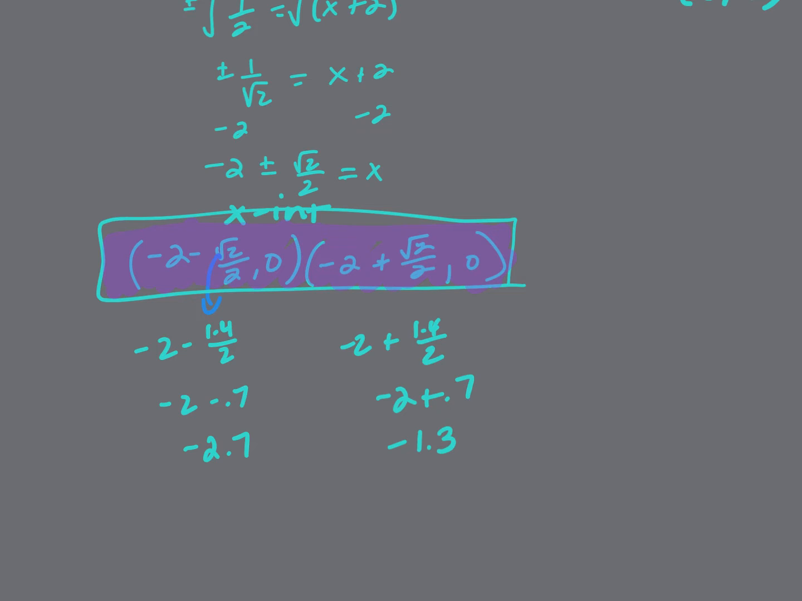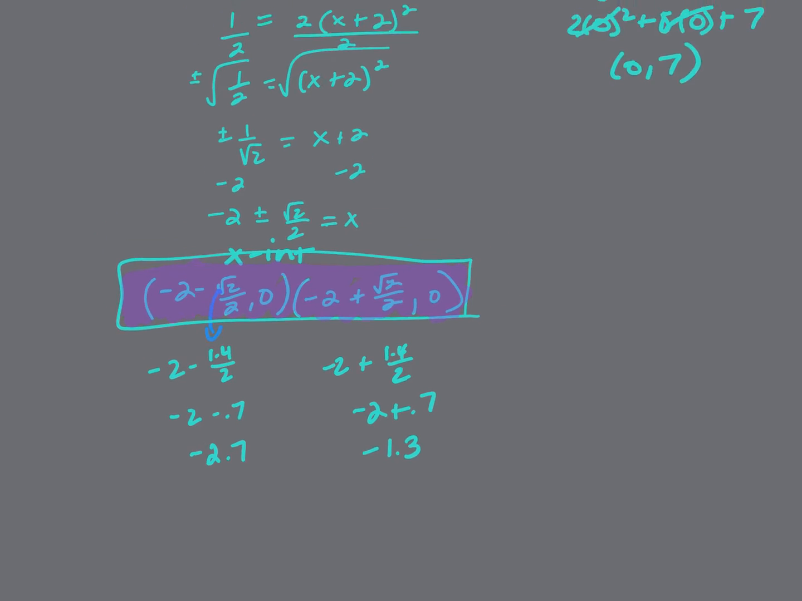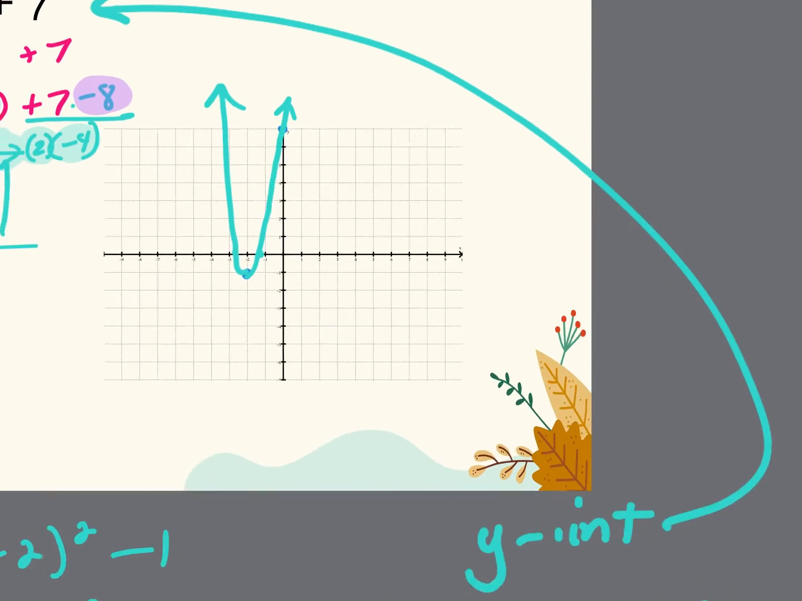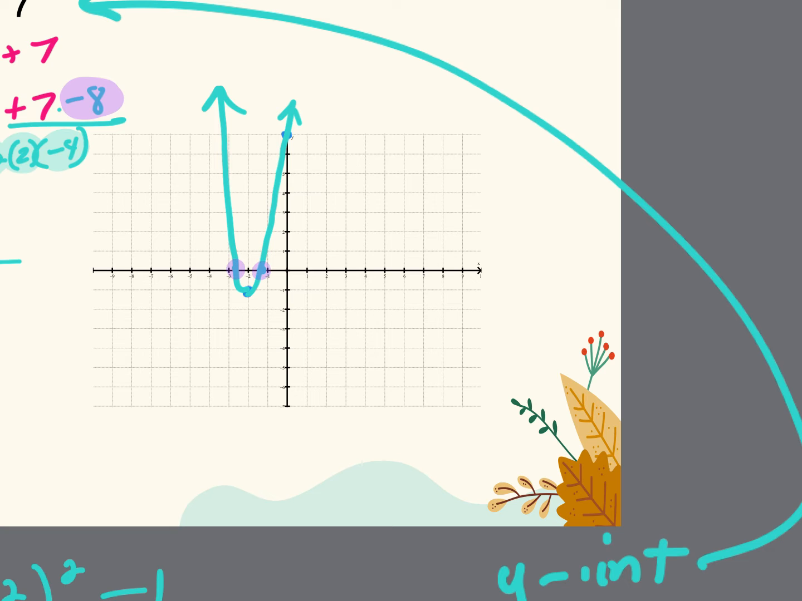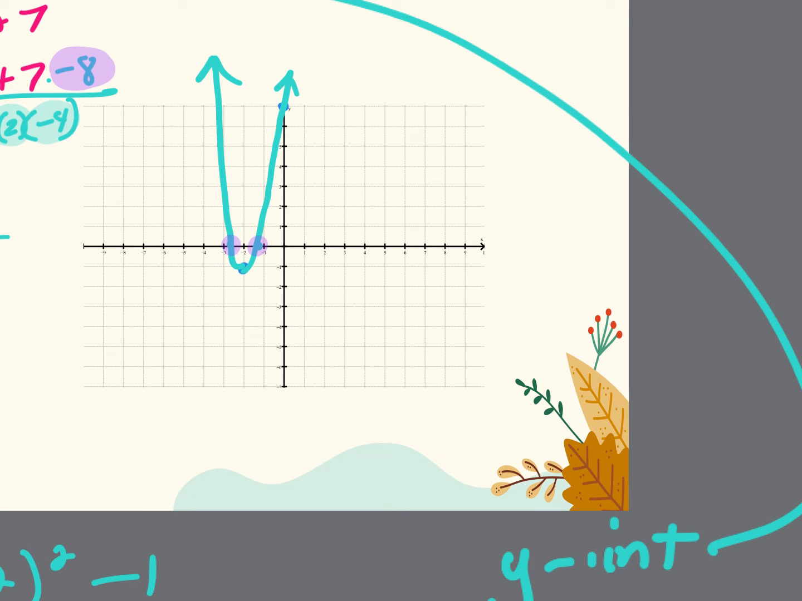So then you could divide that by 2, it would be -2 minus 0.7, which is -2.7-ish. Again, this is an approximation. And then -2 plus 0.7, which would be -1.3. So when I go to graph those, that's the point that would be here and here. Obviously, my vertex is exact.